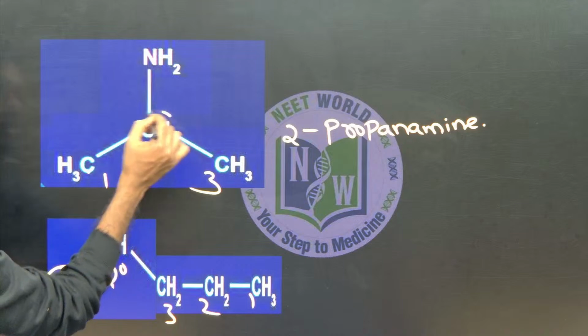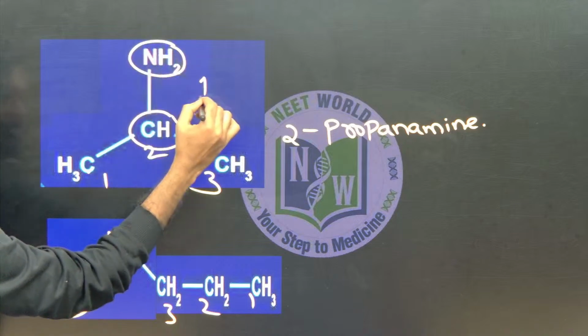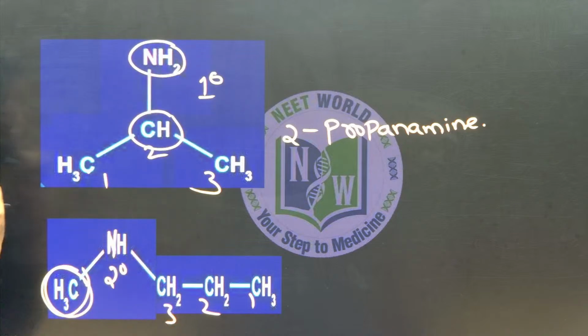If only one carbon is attached to the nitrogen, primary. If 2 carbons are attached, you can say secondary. So in this case, one methyl is there: N-methyl propanamine, that's it. Three carbons are there, propanamine. So N-methyl propanamine.